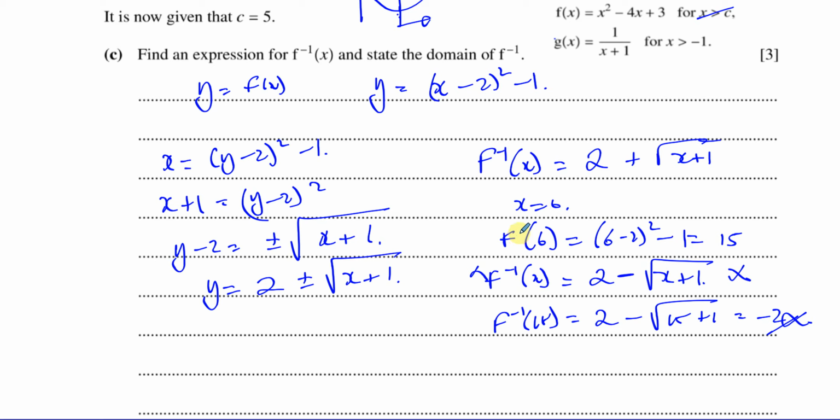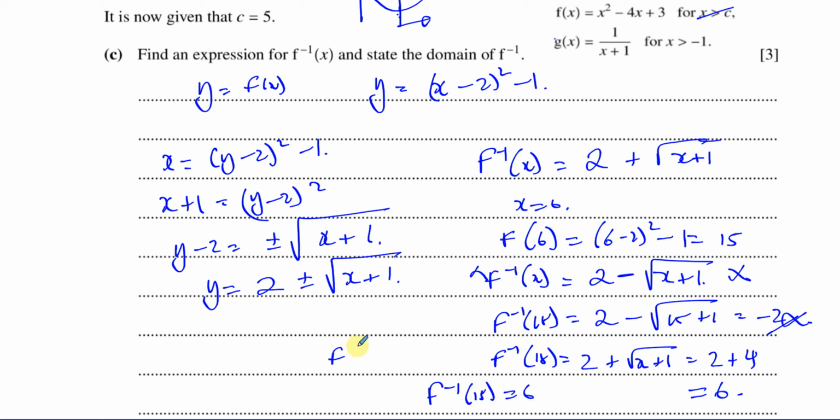Okay, that's not the correct answer that we want. But if we put the 15 into the one that we assume is correct, because we restrict it to the right of the vertex, we will get 2 plus the square root of x plus 1, which gives you 2 plus the square root of 15 plus 1, which is 16. The square root of 16 is 4, so that gives you 6. So the inverse of f of 15 gives you 6, and the original function at 6 gives you 15. We know we have got the correct inverse.